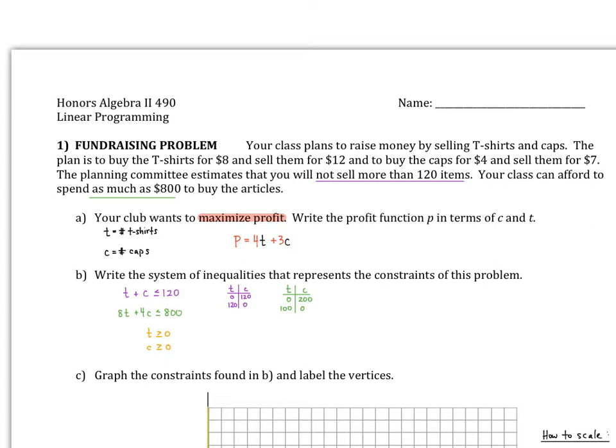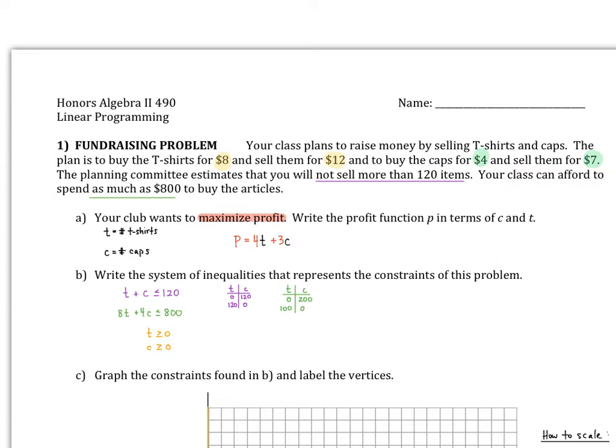Your class, this is the fundraising problem. Your class plans to raise money by selling t-shirts and caps. The plan is to buy t-shirts for $8, but sell them for $12. So we buy for $8, we sell for $12. And to buy caps for $4 and sell them for $7. The planning committee estimates that you will not sell more than 120 items. Your class can afford to spend as much as $800 to buy the articles.